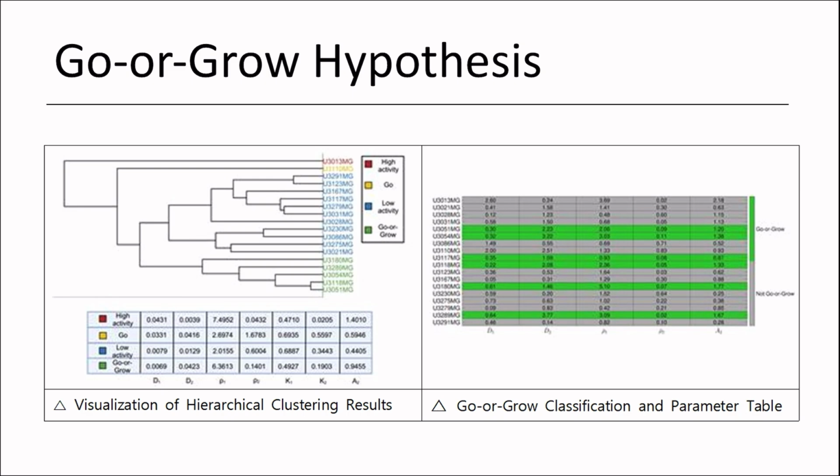In this part, I'll explain how we used the RD-ARD model to classify glioblastoma cell lines based on the go-or-grow hypothesis. To better understand the differences and similarities between various cell lines, we performed hierarchical clustering using the model parameters from the RD-ARD model. As a result, the cell lines were grouped into four clusters: high activation, go, low activation, and go or grow.